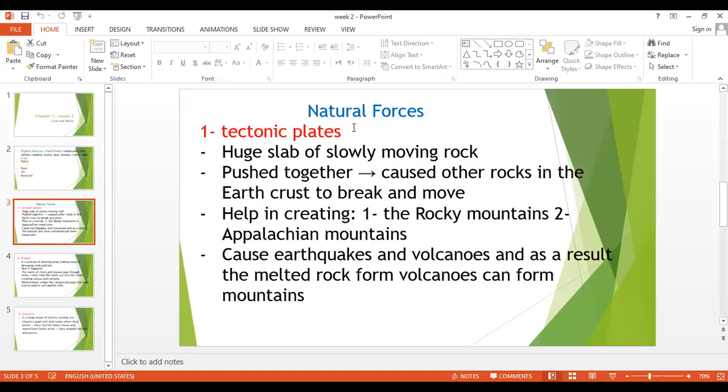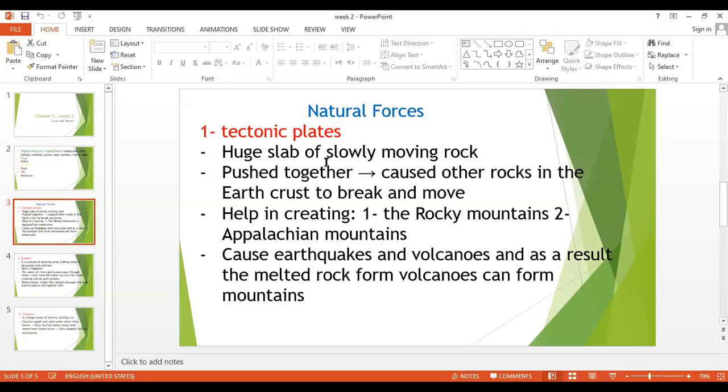What is the meaning of tectonic plates? Tectonic plates means a huge slab of slowly moving rock. Again, what is the meaning of tectonic plates? It means a huge slab of slowly moving rock. A slab, by the way, is something like a board. Okay, it's something like a board. This board of rock, when it's moving, this operation is called tectonic plates.